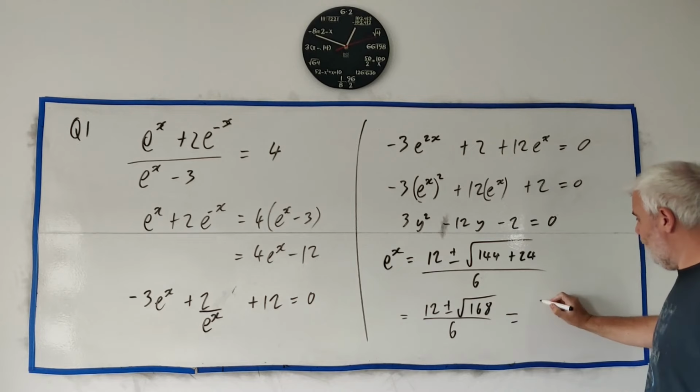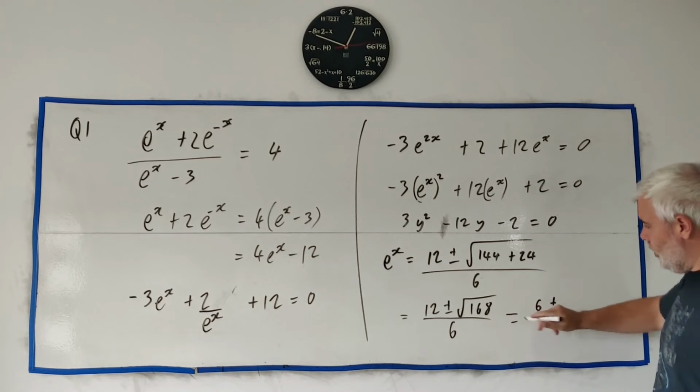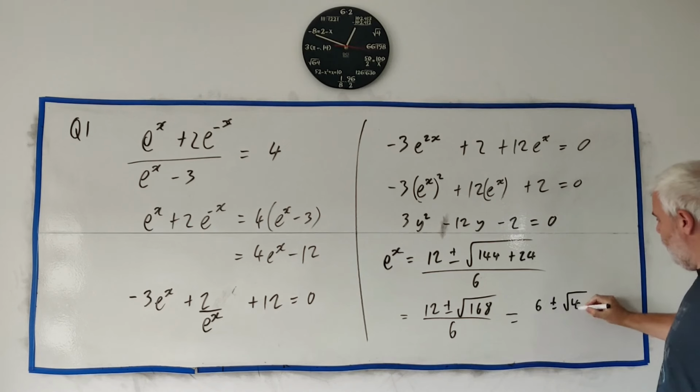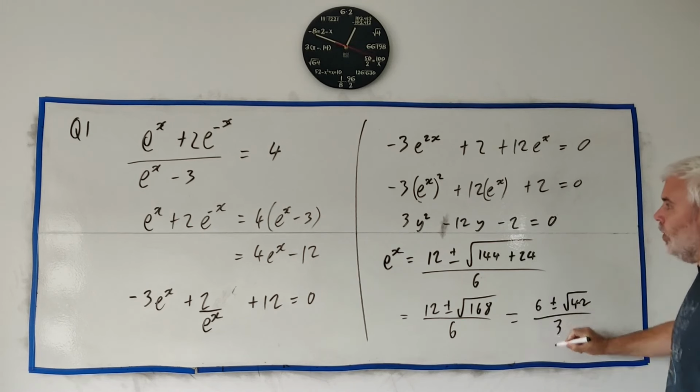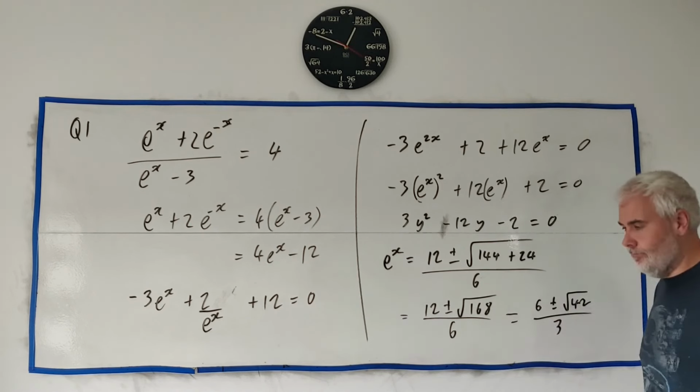So 2 goes into 12 six times, and 4 goes into this 42 times. So square root 42 over 3. That's e to the x.